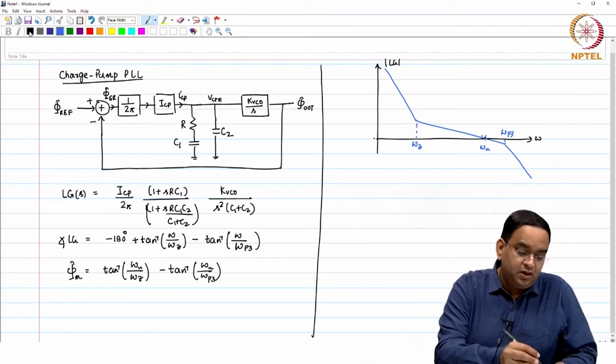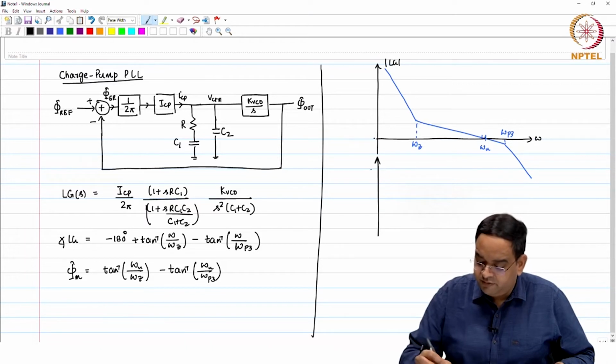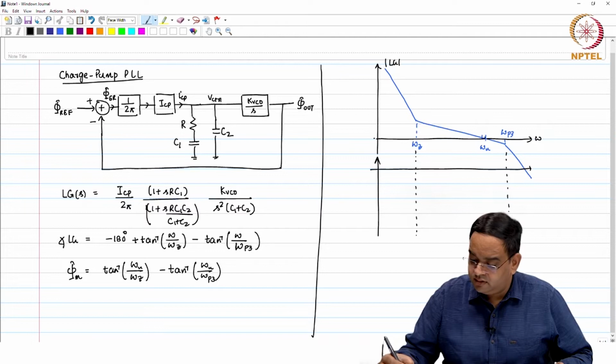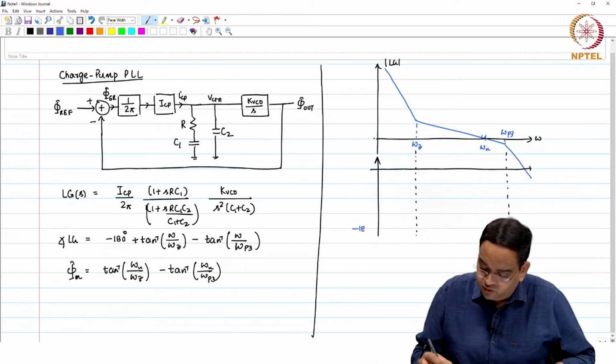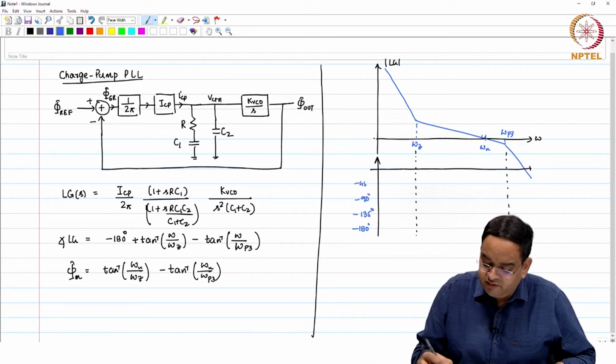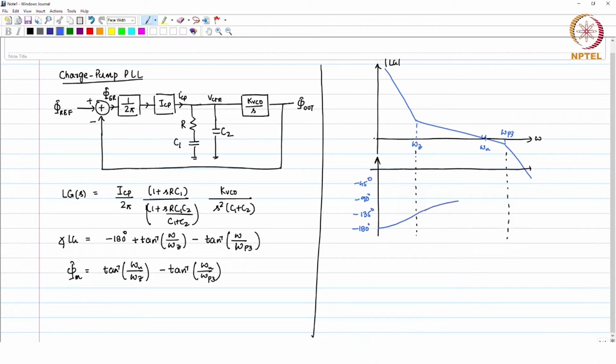This is your omega c. With respect to this plot, the phase plot happens to be like this, where this is going to be minus 180 degree, minus 135, minus 90 degree and minus 45 degree. The phase plot will be like this, okay, and then it will again become minus 135. In this case, the phase margin happens to be this.